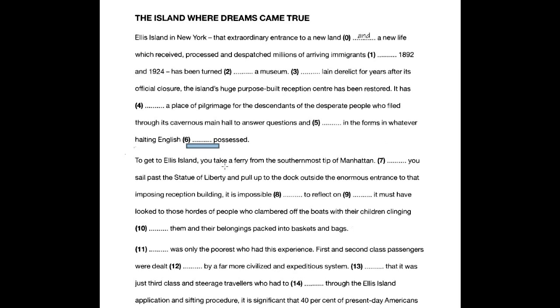Okay, to get to Ellis Island, you take a ferry from the southernmost tip of Manhattan. Okay, that's one sentence. Then we've got, you sail past the Statue of Liberty and pull up to the dock outside the enormous entrance to that imposing reception building, comma. Now, that's already a clue, as far as I'm concerned, because clearly the main clause is starting after the comma. And that means that you've probably got a subordinate clause before the comma, because subordinate clause, comma, main clause is one of our punctuation rules.